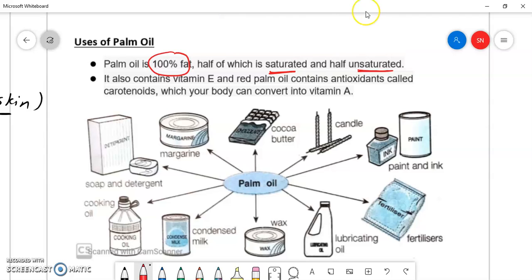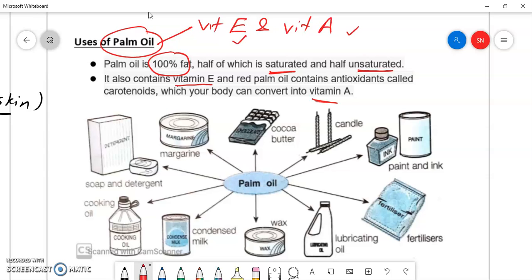Okay, so it also contains vitamin E. Okay, oil palm contains vitamin E, and red palm oil contains an antioxidant called carotenoids, which your body can convert to vitamin A. So technically, we can say oil palm contributes vitamin E and also vitamin A. Two things. Okay, please remember this. One of the benefits of oil palm.